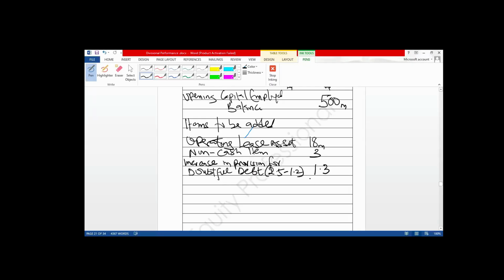Assuming it's a reduction, assuming the provision in the statement of financial position is less than the provision in the income statement, that is a reduction. You are going to deduct.